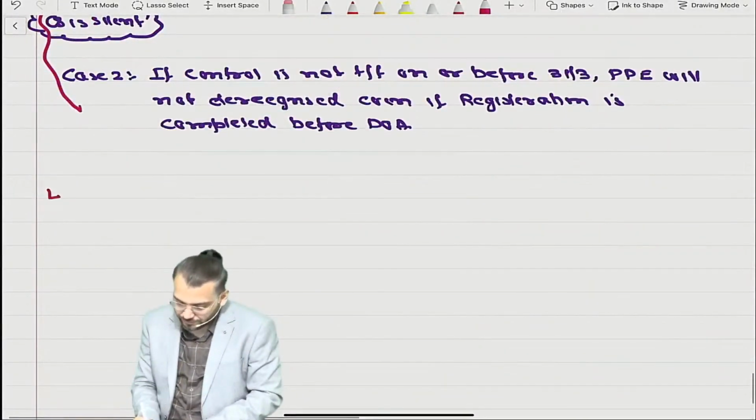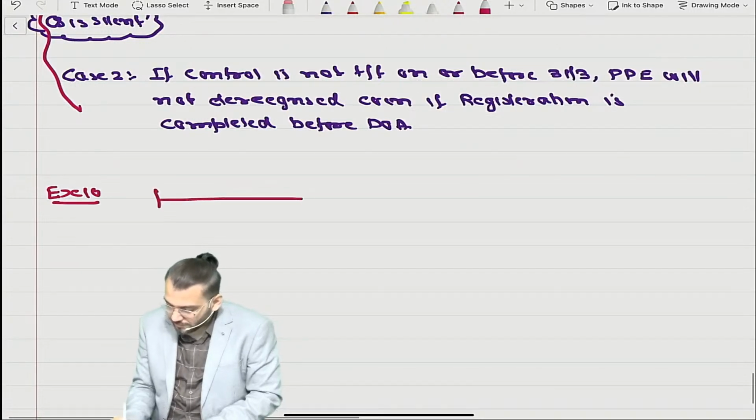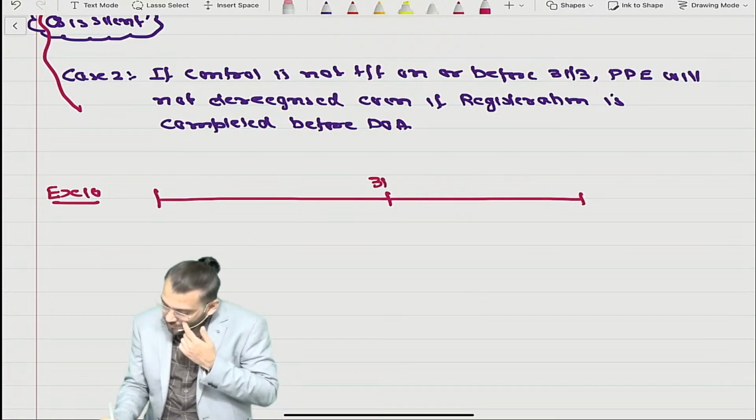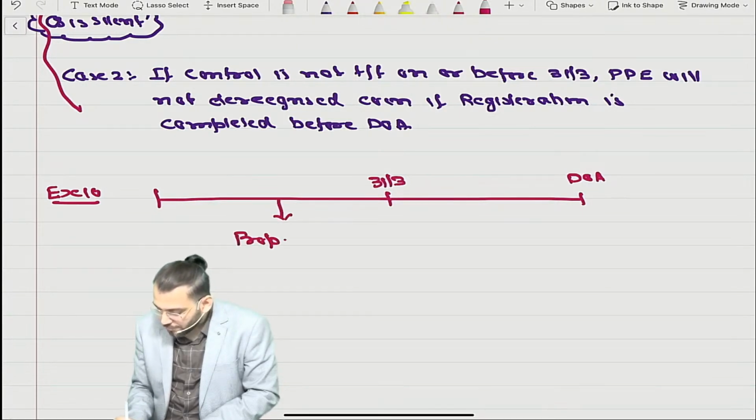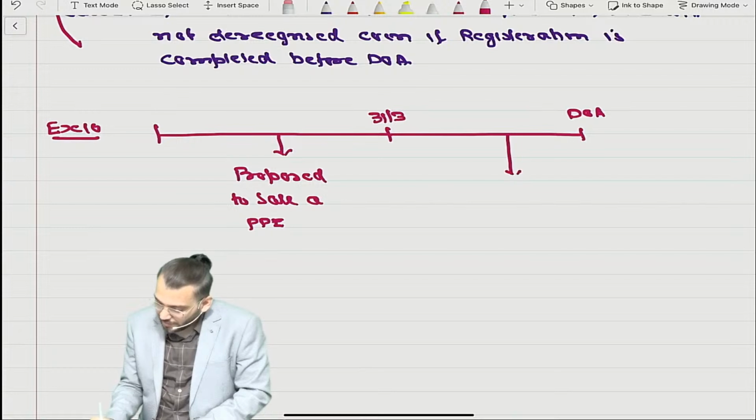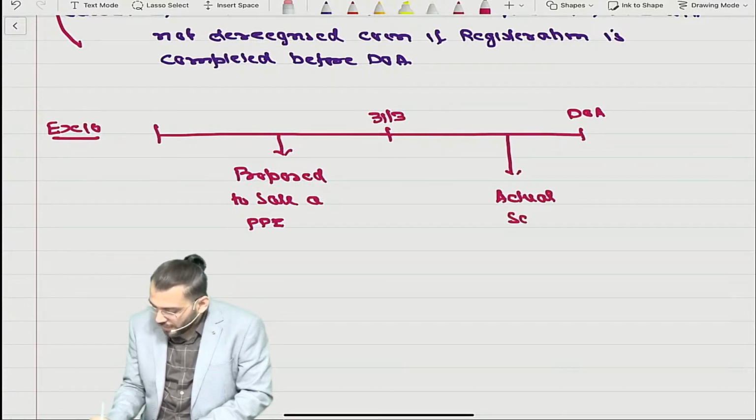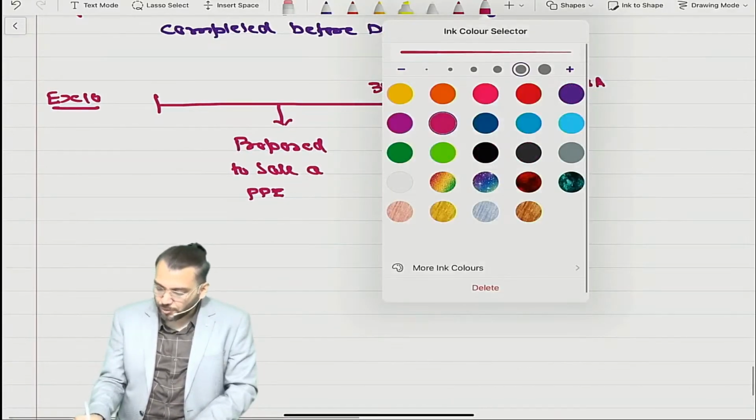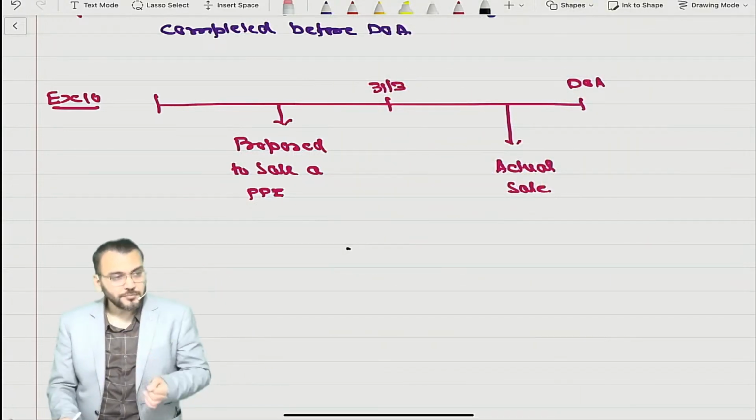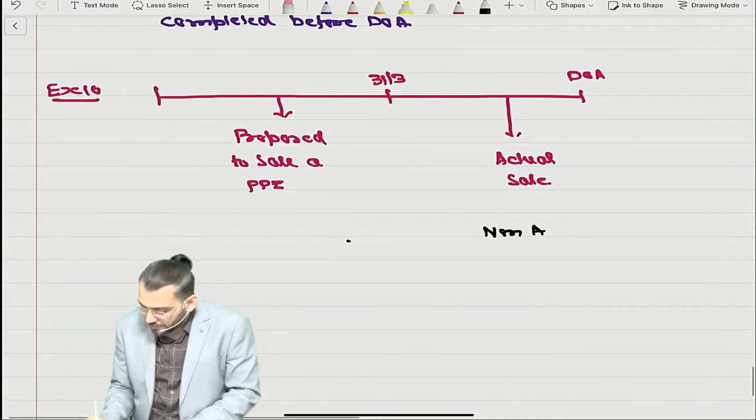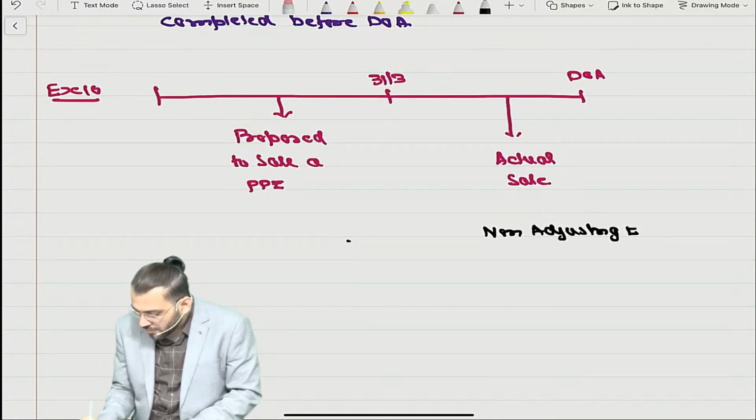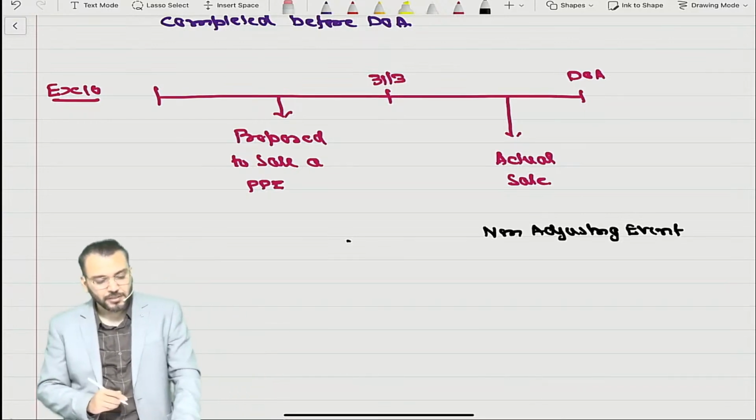Correct. Example number 10. Before 31st March, there was a proposal to sell a property, plant and equipment. An actual sale happened before approval. Adjusting or non-adjusting? Non-adjusting, right? Correct. That is a non-adjusting event.